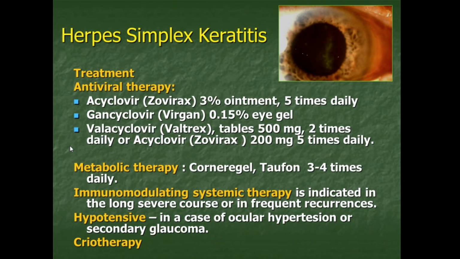Immunomodulating systemic therapy is indicated in a long, severe course with frequent recurrences. And deep forms of keratitis rather often may be the cause of eye hypertension. In this case, we prescribe antihypertensive therapy. In severe recurrence cases, we can prescribe cryotherapy. It's like a surgical procedure.